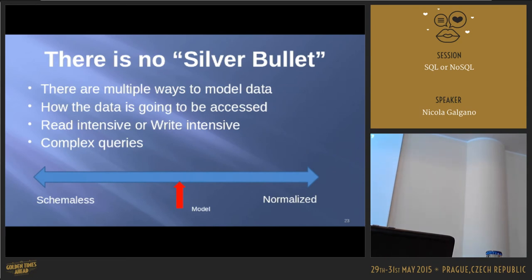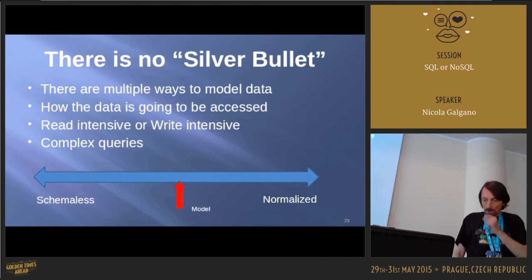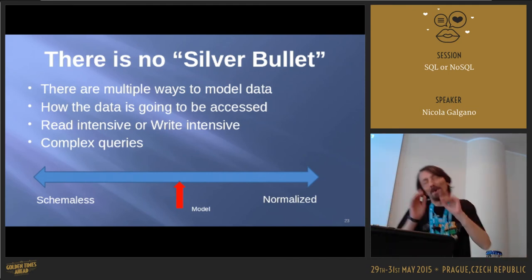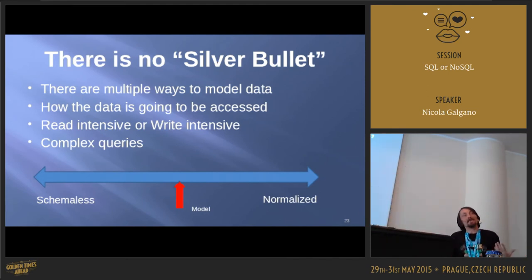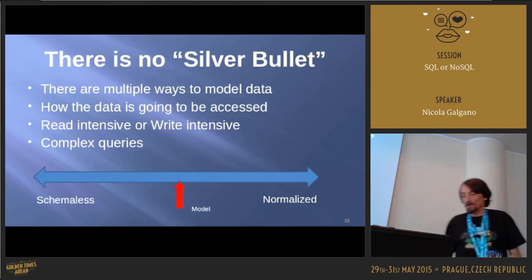So, you have a choice. You can go from fully normalized, which means graph data store, or fully denormalized, which means key value store. This depends on what kind of application you have to manage, what kind of data you have, and in what way you have to manage it.